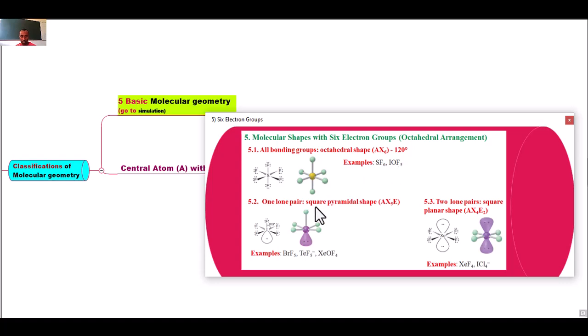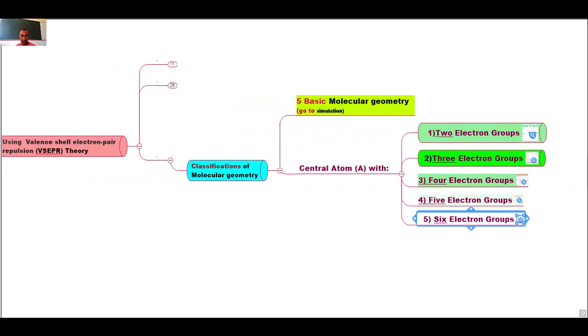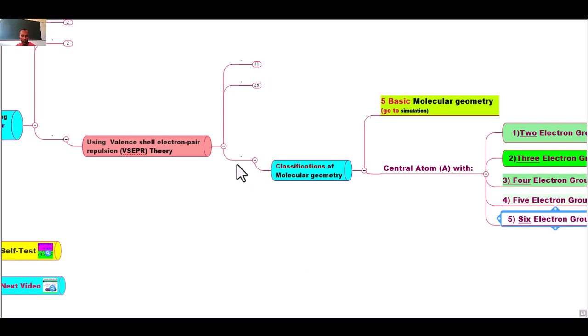The second case is if a central atom A is surrounded by 5 atoms and there is one lone pair on the central atom, the shape is square pyramidal. Example, this one. And the third one is if a central atom is surrounded by 4 atoms and there are 2 lone pairs on the central atom, and the shape is square planar shape. You can take these examples. This is all about the molecular geometry, and let me explain this with simulation.